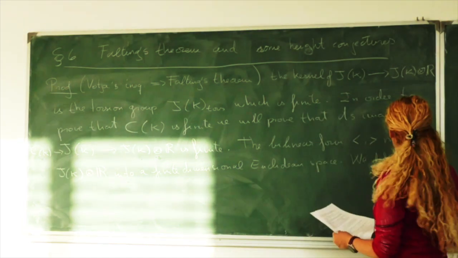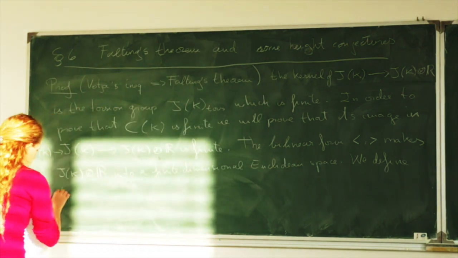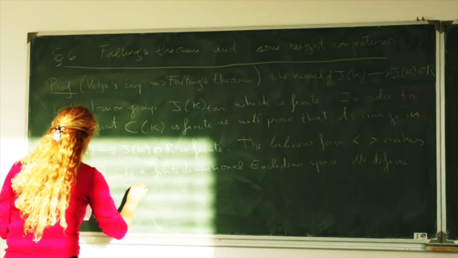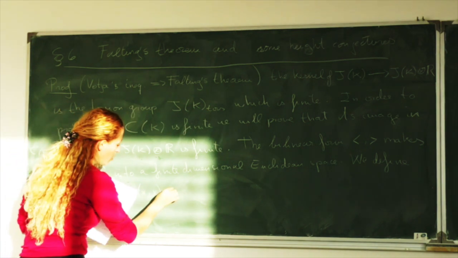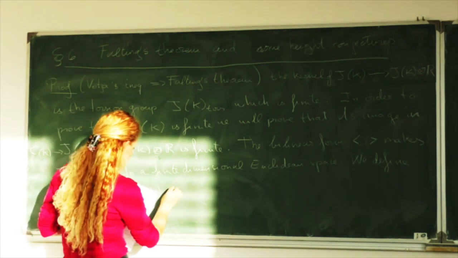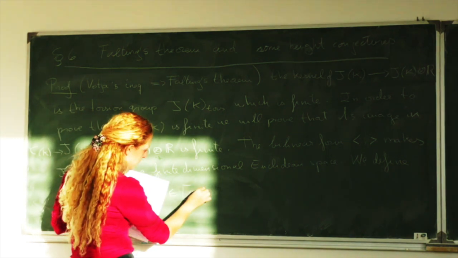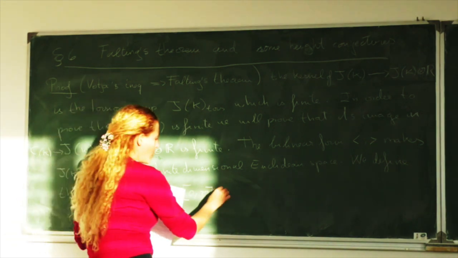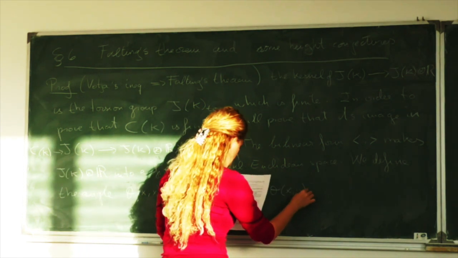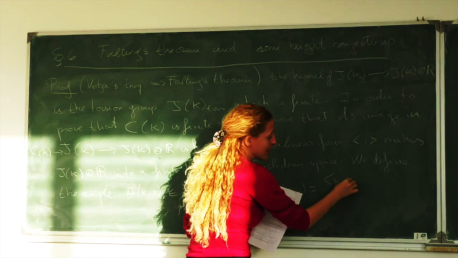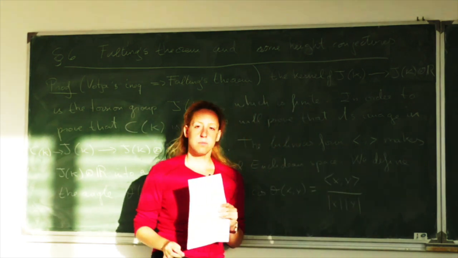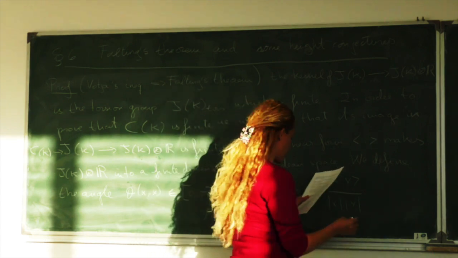We are going to define the angle between two points in this Euclidean space. So we define this angle as the real number, in the interval 0 to pi, such that the cosine of the angle is equal to this. This is the standard thing that we do in Euclidean spaces. So we have this definition for the angle.